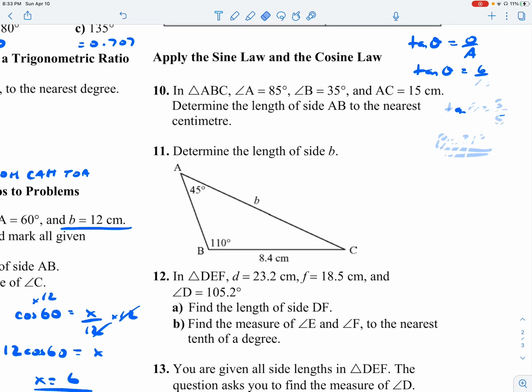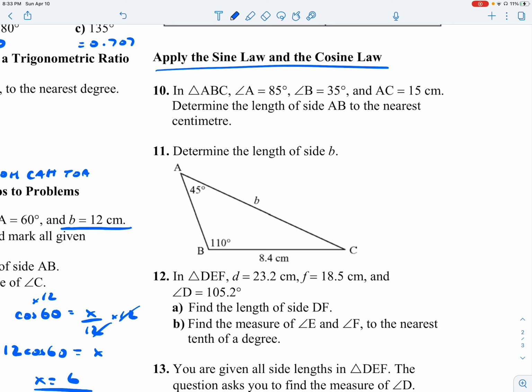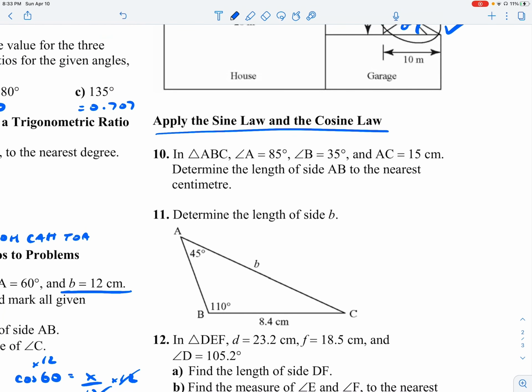Okay, now for the last few questions. If you remember these things, you're actually doing great, because I know your grade 10 course was a while ago. So this next part says apply the sine law and cosine law. So we need to write those out first. So let's start with cosine law.